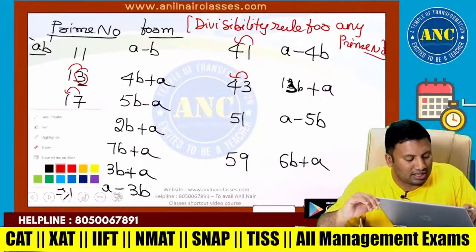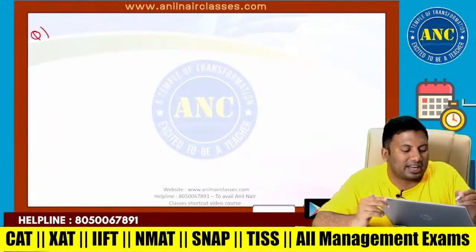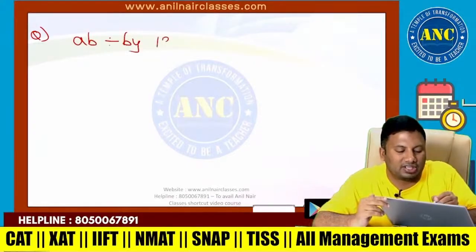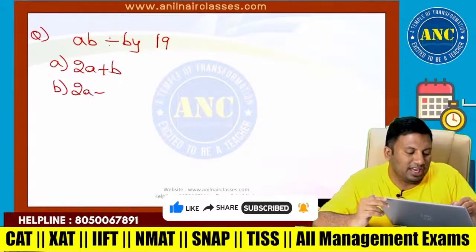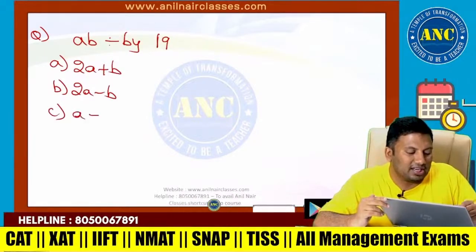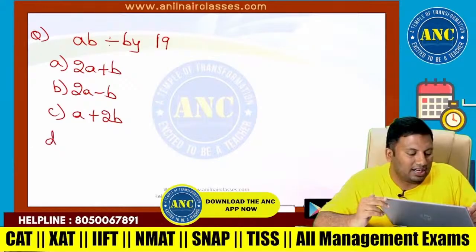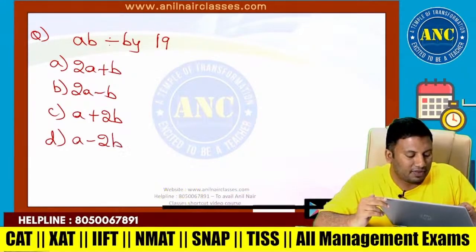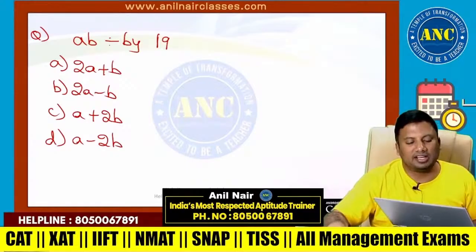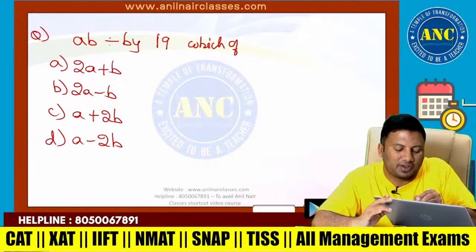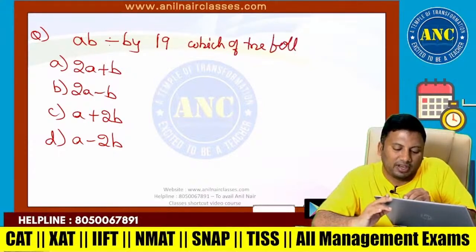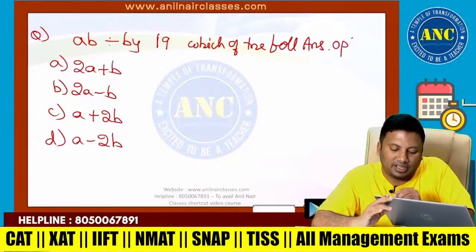Now there is a question which is more or less a CAT level question. AB is divisible by 19. Which of the following is true? It is 2a plus b, 2a minus b, a plus 2b, and a minus 2b. Which of the following answer options satisfies the equation?